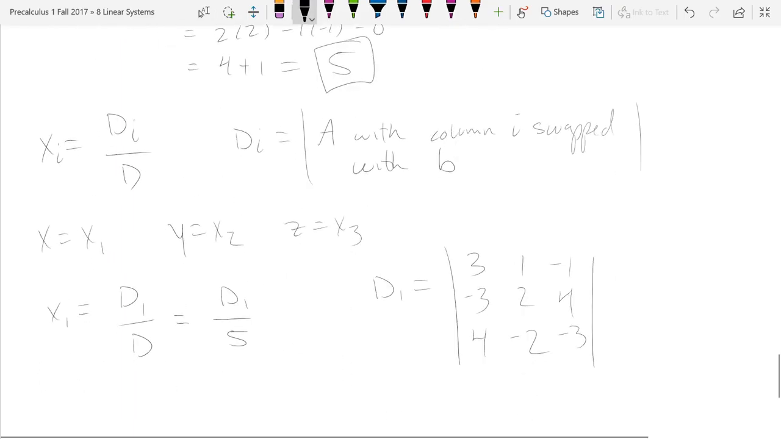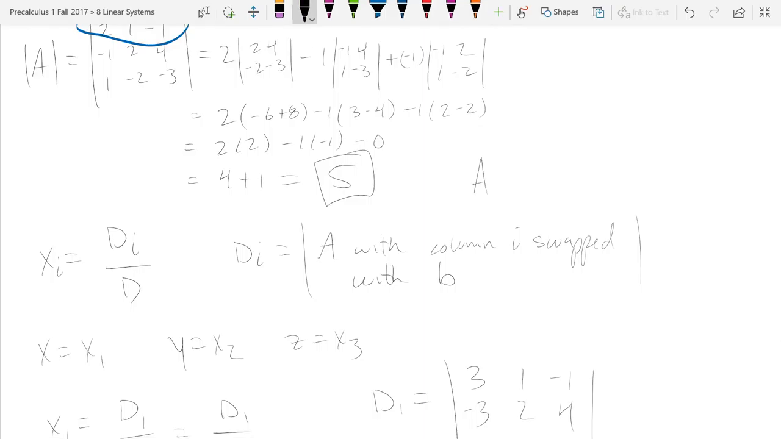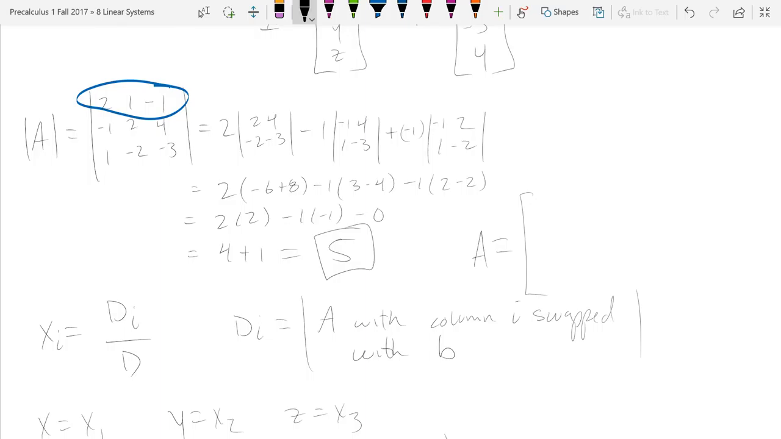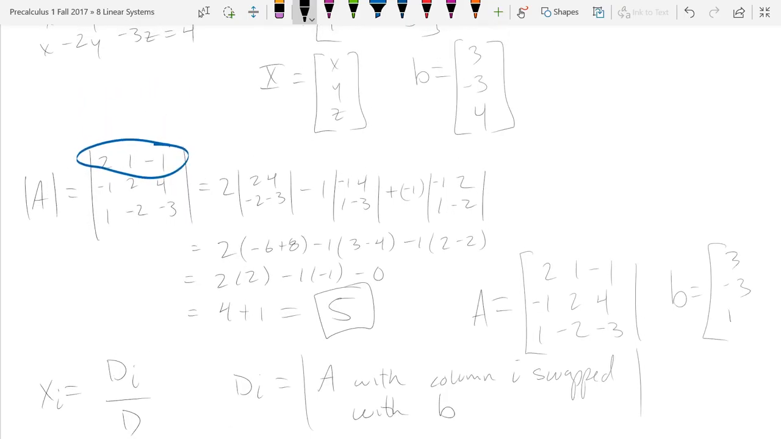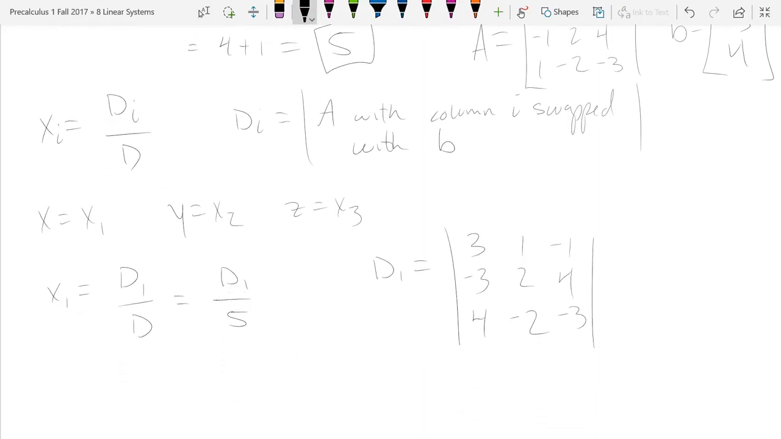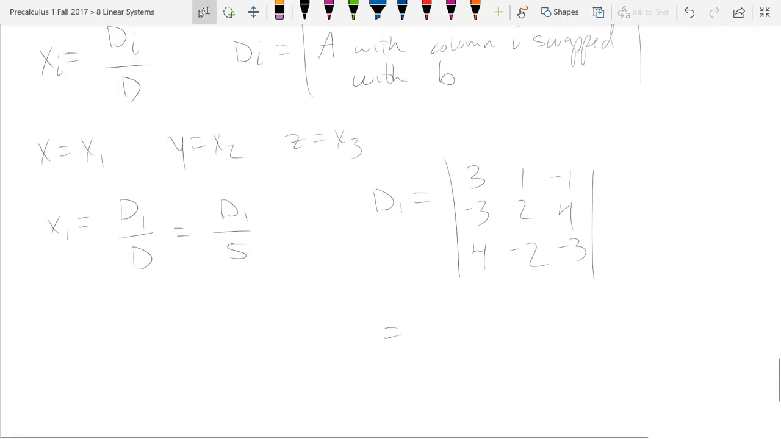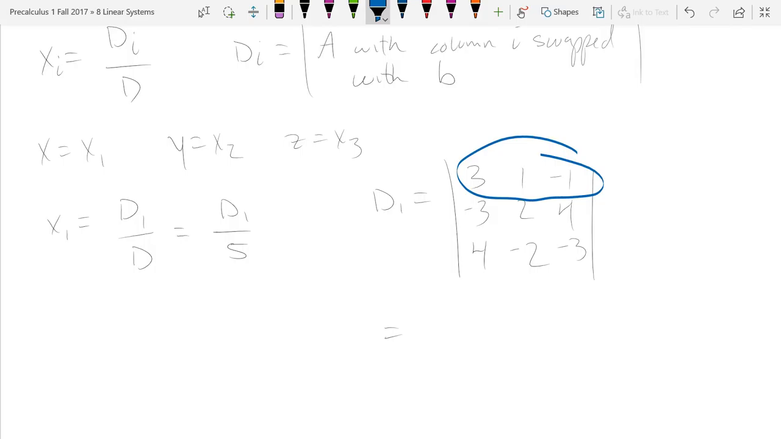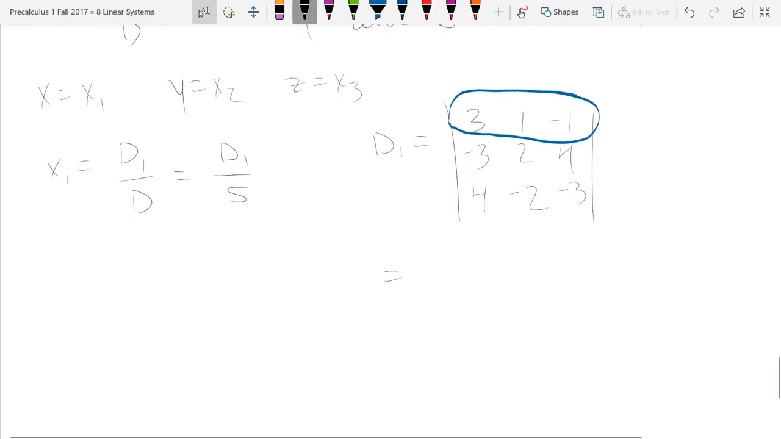So I'll rewrite A and B down here. D1 is the determinant of this matrix, so compute that determinant. When in doubt, just go across row 1. There are no 0s in this matrix, so there's no bonus to going across any other row or column. So just go row 1. Unless you really don't want to, then do whatever you want.